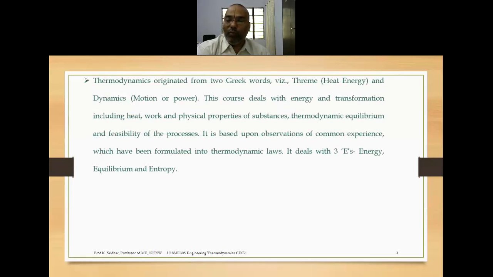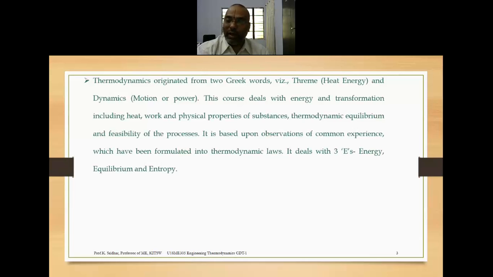Where is the word thermodynamics originated? It is taken from the Greek words; it is a mixing of two Greek words. One is therme, which means heat energy, and the second is dynamics, which means motion or power. This engineering thermodynamics course deals with various equilibrium concepts, work and heat, and energy conversion devices. I've already told you what we are going to study in the four units of this course.